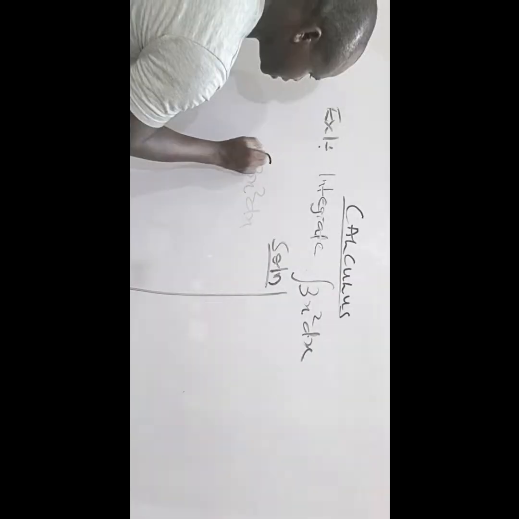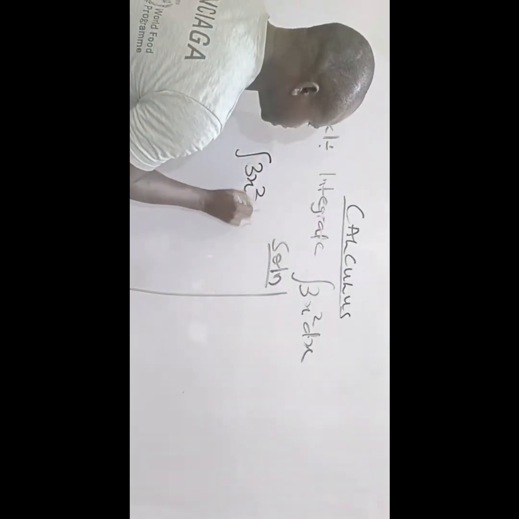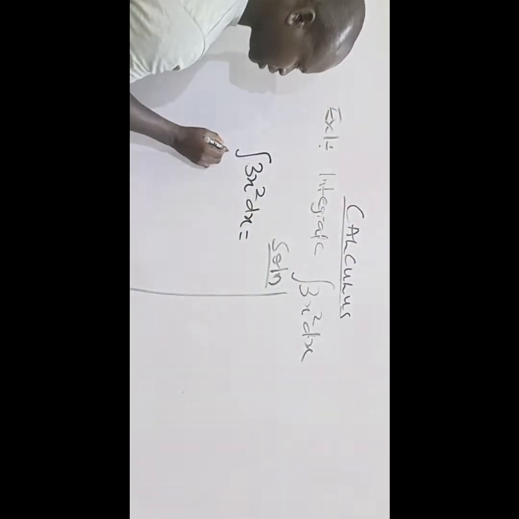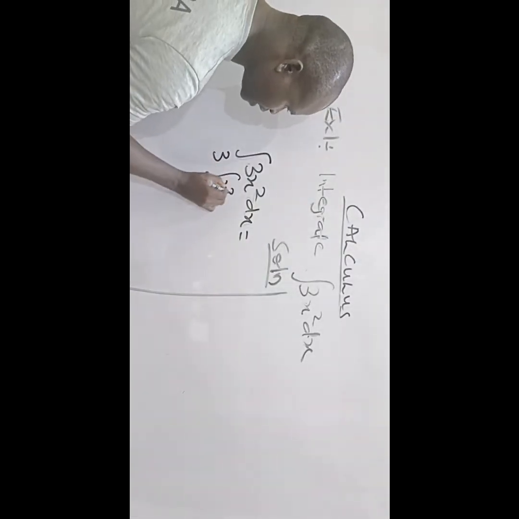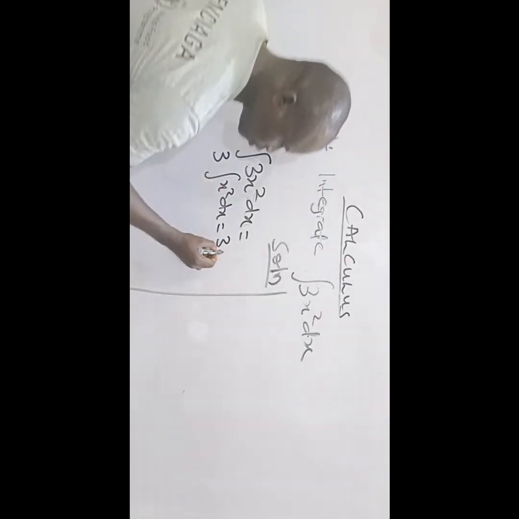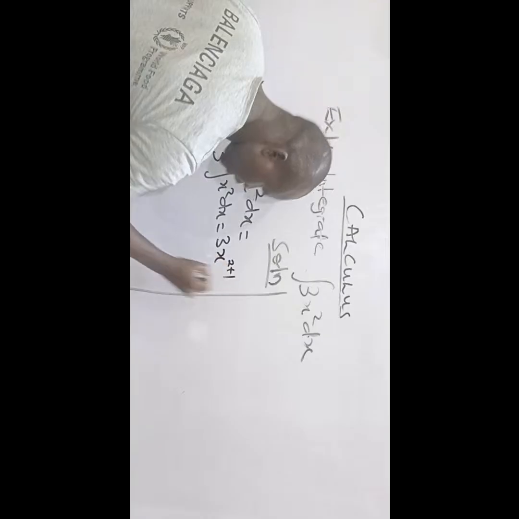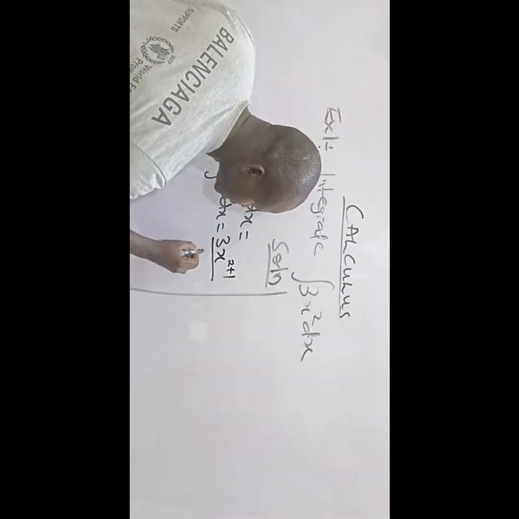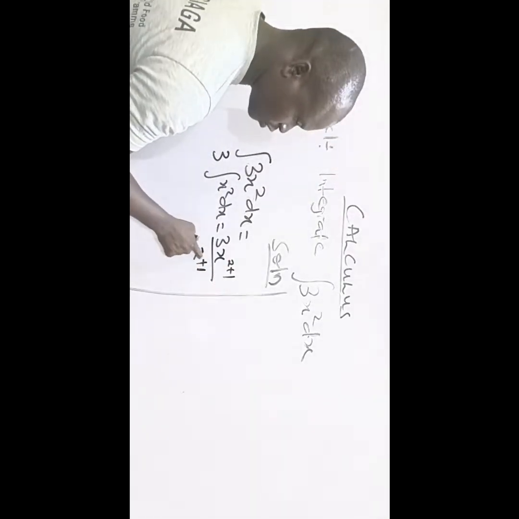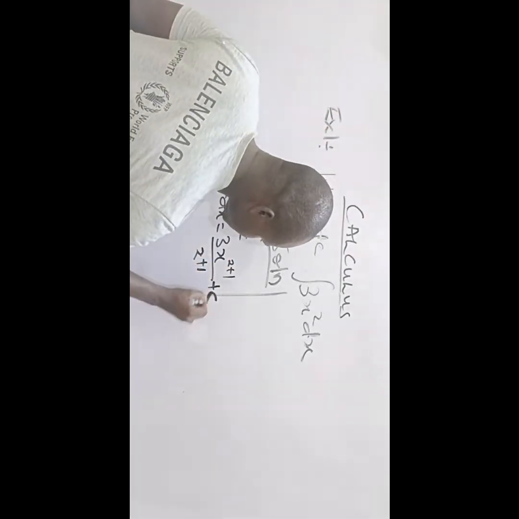So how do we integrate this? The integral of 3x squared dx. You can bring out the 3, so we have 3 times the integral of x squared dx. To integrate x squared, the power is 2, so you add 1 to it, then divide by it. Whatever you have as the new power is what you have as the denominator. Then plus an arbitrary constant.